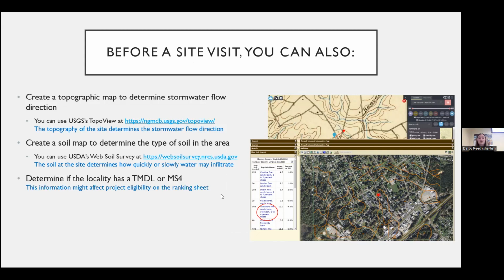You could also determine if that locality has a TMDL or MS4. So that is a total maximum daily load or a municipal storm sewer system. Knowing that information may affect eligibility on the ranking sheet as well.